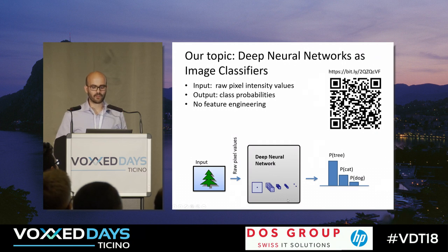One big advantage of using deep neural networks for this compared to traditional techniques is that we don't have to compute features, meaning that we don't have to think ourselves about what is important in the input image. The deep neural network finds it by itself.